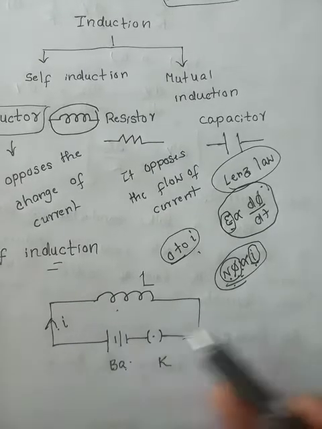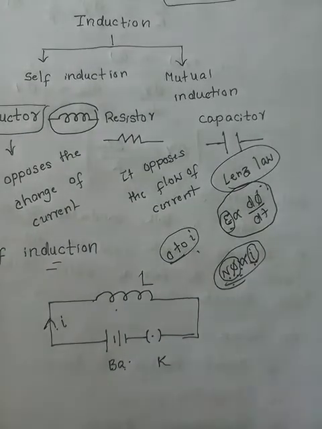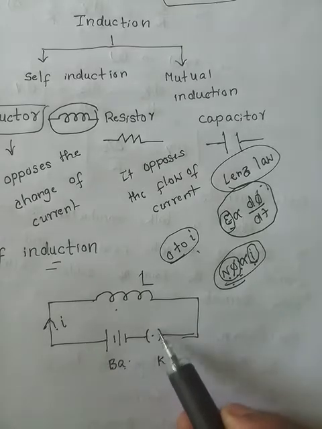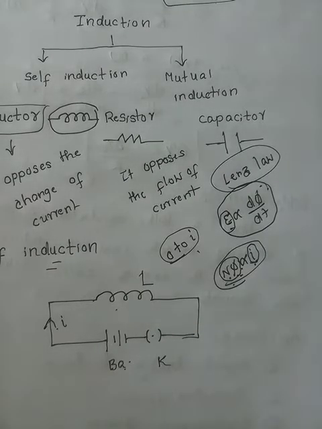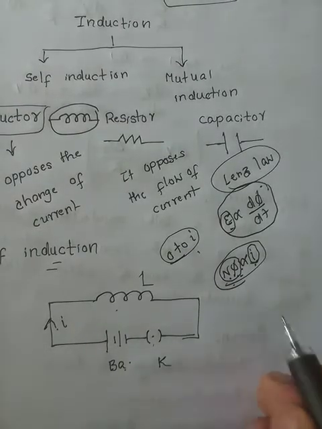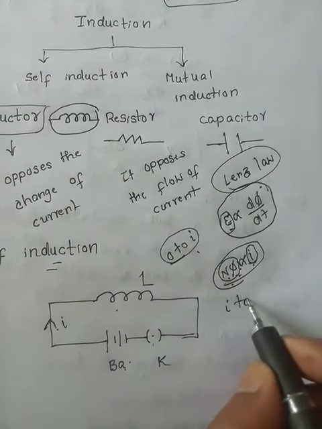Growth of current. Okay. Next, let us consider that the current is switched off, right? When the key is open, what happens now? Slowly the current decreases from I to 0.